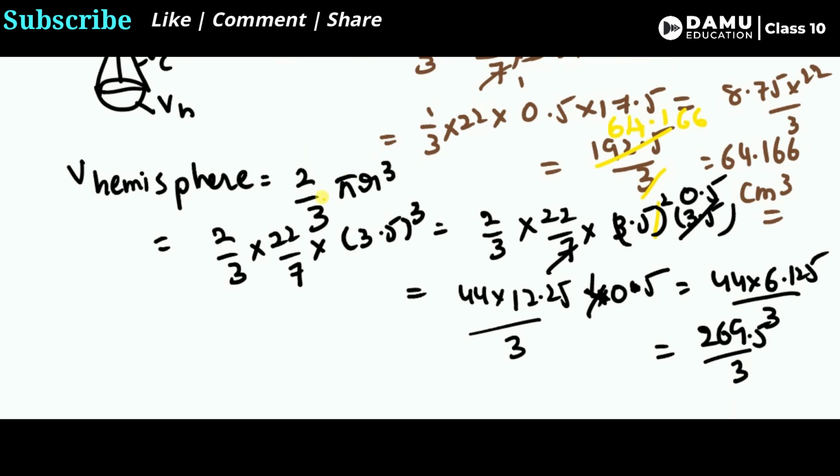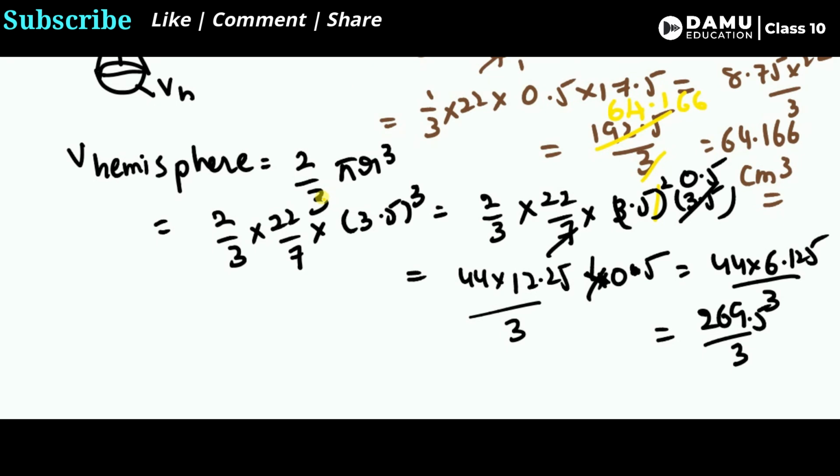So 3 ones are 3, then what answer will we get? Let's take this one. 3 eights are 24, 3 nines are 27, then put the point, and 3 eights are 24 again, it will come like that, 3 threes are 9. So what is that value? 89.83 centimeter cube. So this is the volume of the hemisphere.